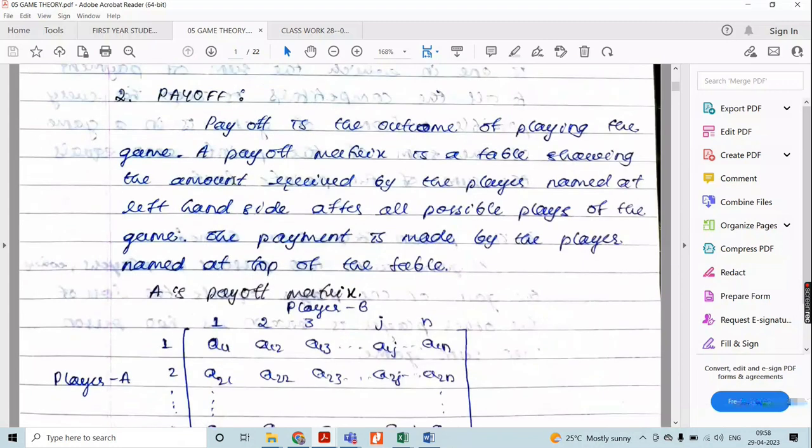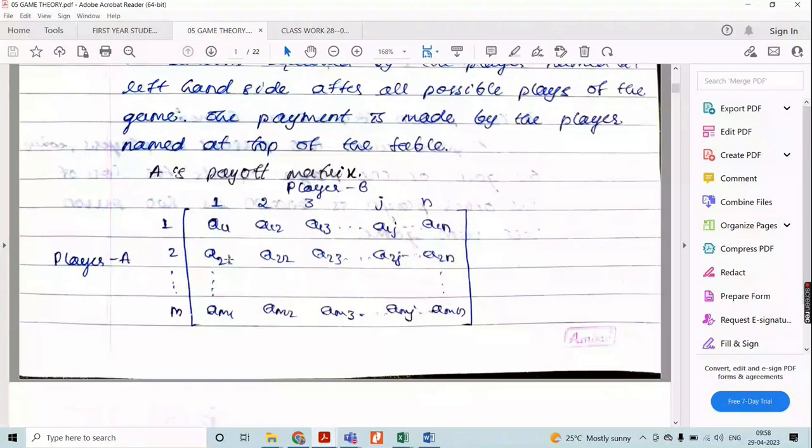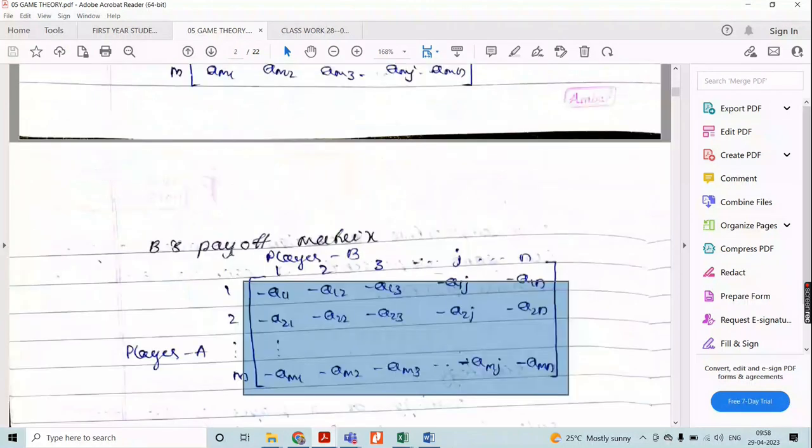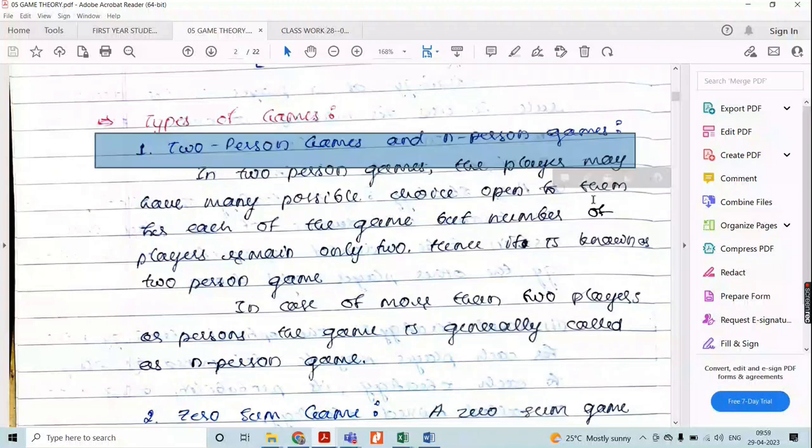You can remember these things because they are explained in the exam. One more question they might ask: what do you mean by a game? Then explain the types of games. There are majorly the 2-person game and the n-person game. A 2-person game means a particular game played between two individuals. The best example is chess. Chess is purely a 2-person game.